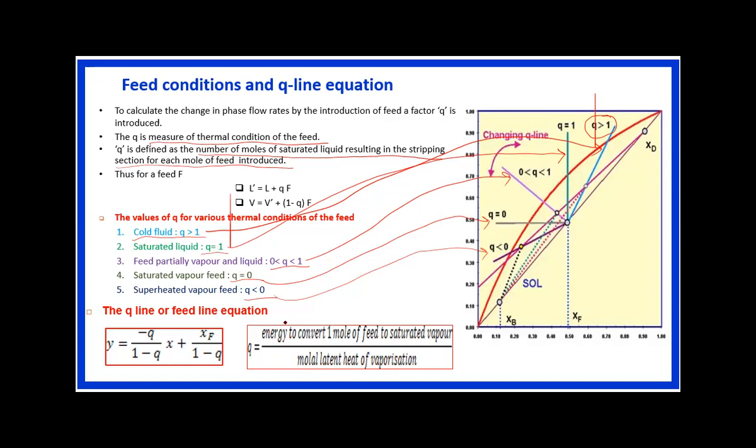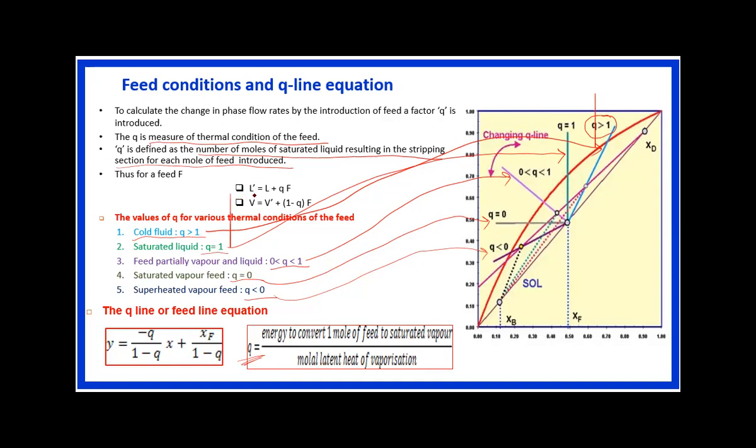Whatever energy is required to convert 1 mole of feed into saturated vapor, because in distillation our main motive is to convert liquid into vapors, as most of the vapors are the more volatile component, and an MVC-rich product is our motive. So to convert this 1 mole of feed into saturated vapor, the energy required with respect to the molar latent heat of vaporization is also called q. So these are the different definitions of q.